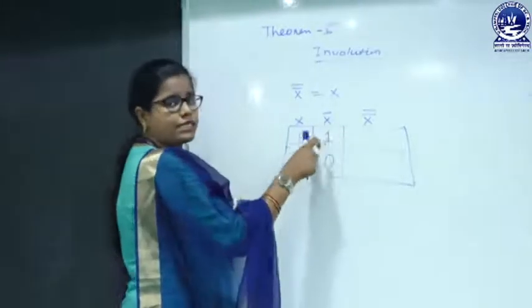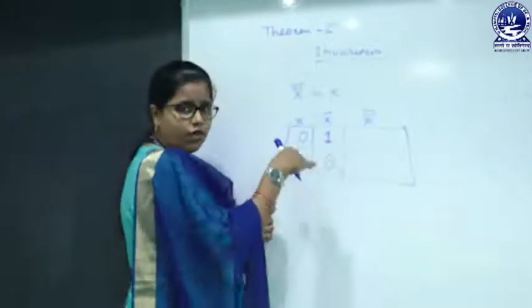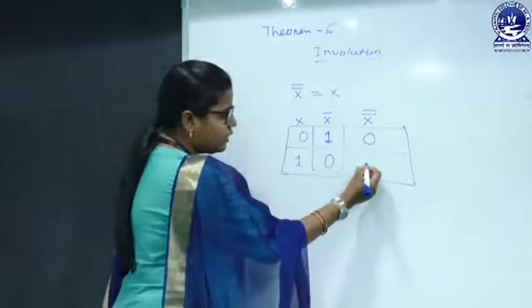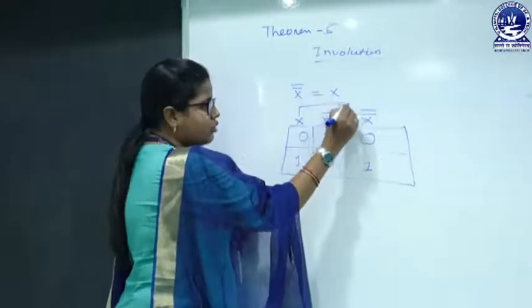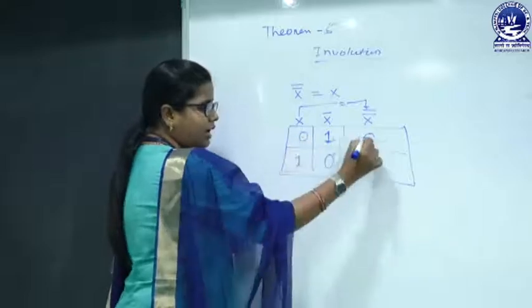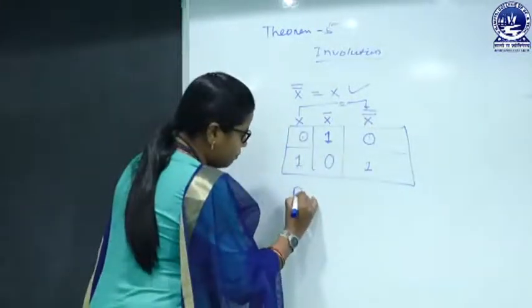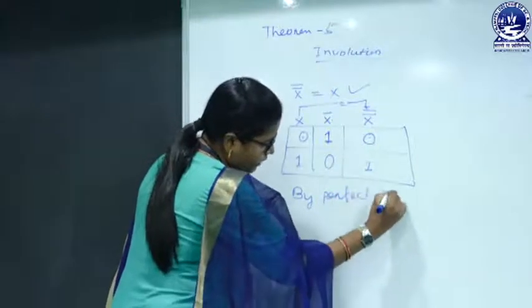Now this x complement will get another complement. So when 1 is complemented, it will give us 0, and when 0 is complemented, it will give us 1. So this is equal to this one, 0 1 and 0 1. Hence proved. This is called proof by perfect induction.